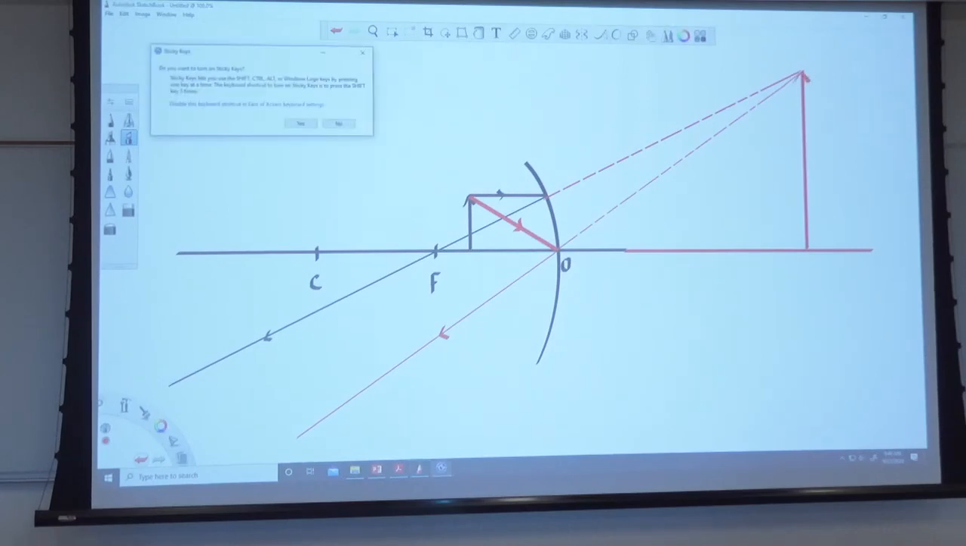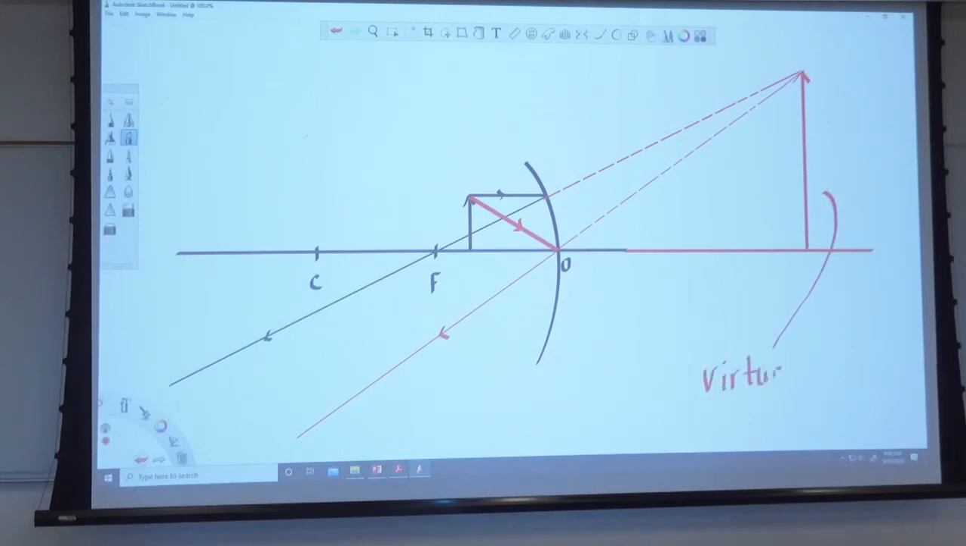Okay, but this image is not formed by real intersection. This is formed by the rays that are produced backwards. So when there is no real intersection and the image is formed by producing the rays backwards, then this kind of image is called a virtual image. Virtual image, not real image. And because this intersection is above the axis, it is upright. In the previous example, it was below the axis, so it was inverted; now it's upright. And it's highly magnified. Compare the size of the object and image: bigger than the object. And it is formed behind the mirror.